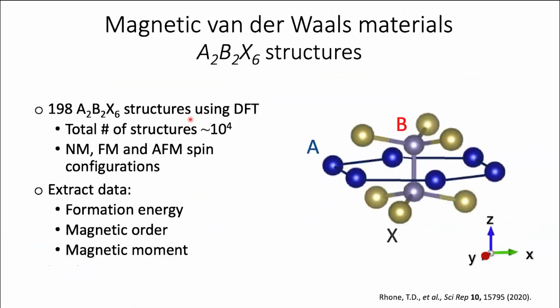Okay, and if you do this as much as possible with all transition metals, different combinations for the silicon, germanium, phosphorus, the B site, and all the chalcogens and the X site, you get about 10 to the 4 combinations. So it's quite a few.